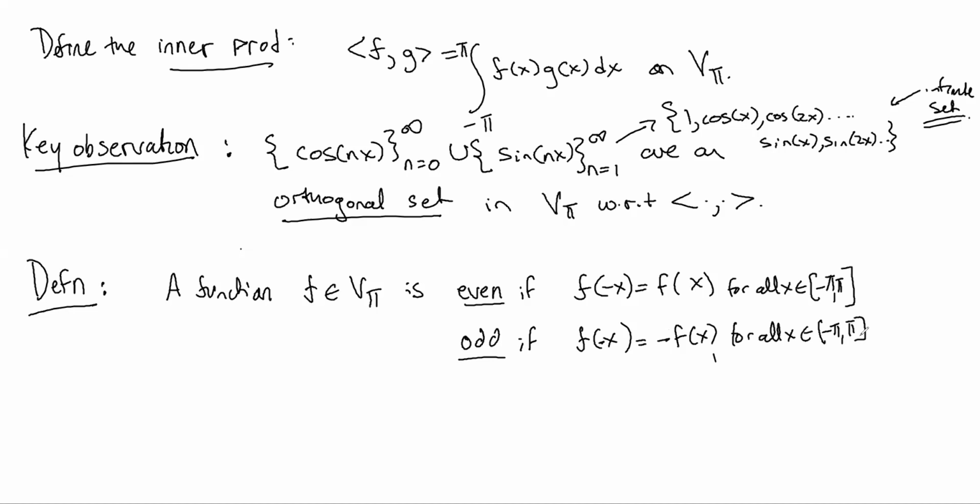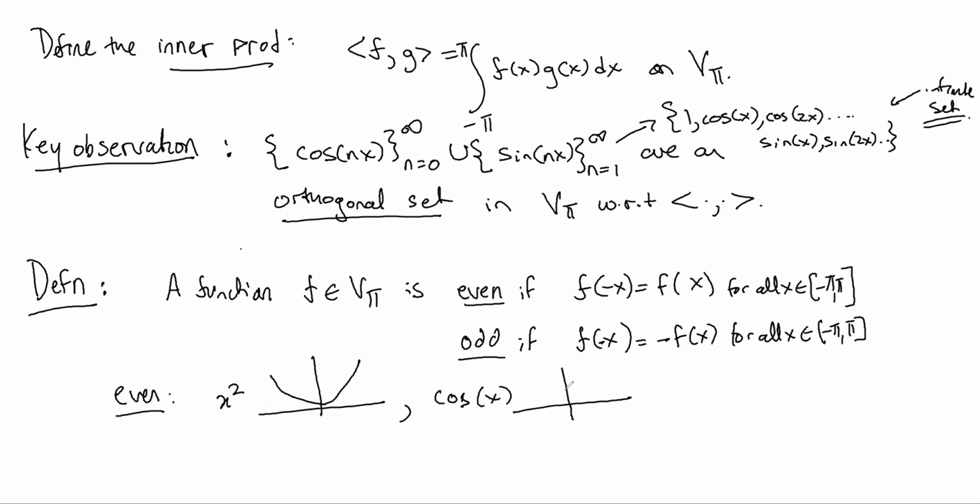Okay. What's an example of an even function? Well, x squared, right? An even function just means if you reflect it around the y-axis, it doesn't change. Another example is cosine x, right? So cosine x looks like this.